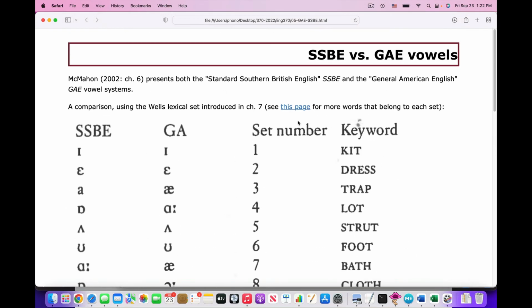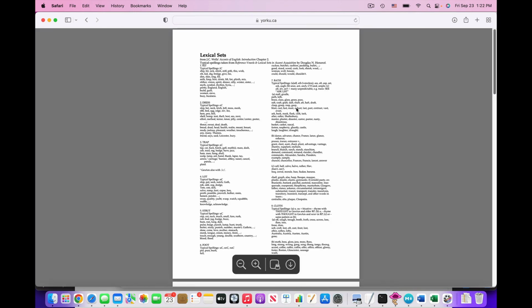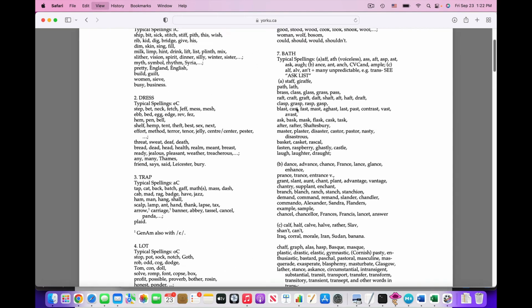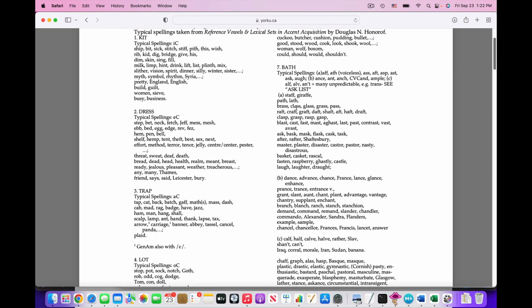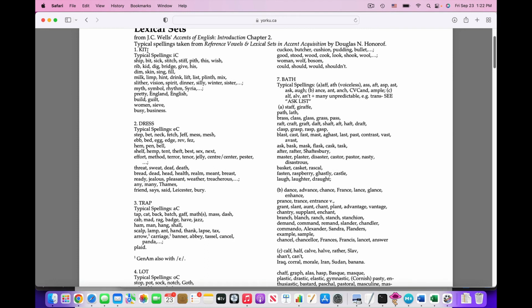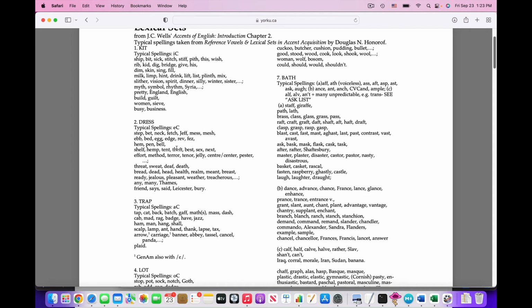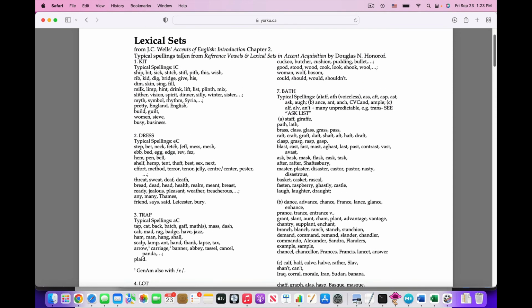Another thing I want to draw your attention to is that I've given you a link to a page that provides words, for example, for kit. Here are a bunch of words that have the same I vowel in both of the varieties we're looking at. Same with dress and trap and so on. And so this will be very useful when you're looking for examples of pronunciations of words in different varieties.